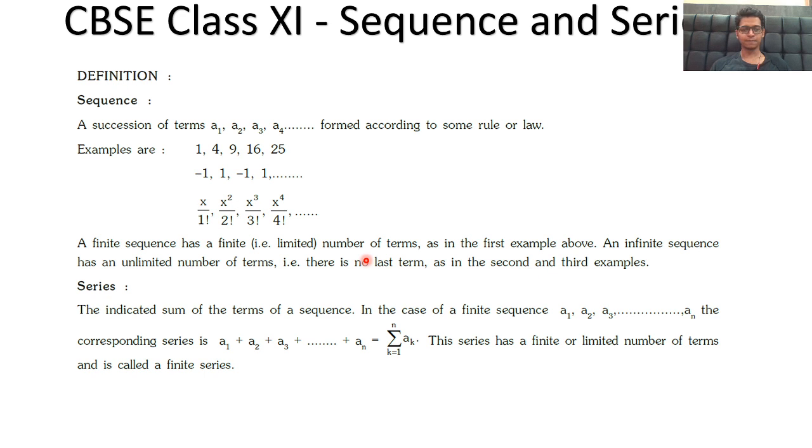So what's the pattern for 1, 4, 9, 16 and 25? Between 1 and 4, the difference is 3. Between 4 and 9, the difference is 5. Between 9 and 16, the difference is 7. Between 16 and 25, the difference is 9. So we can see there is a rule by which the sequence has been created.